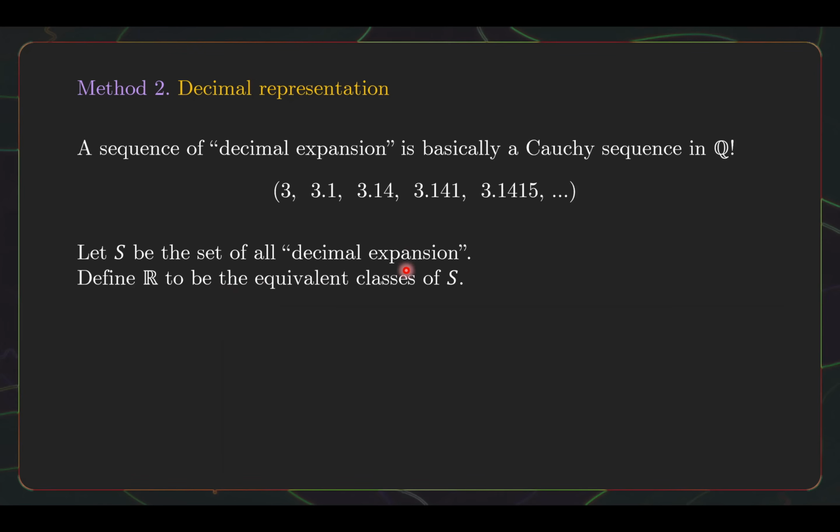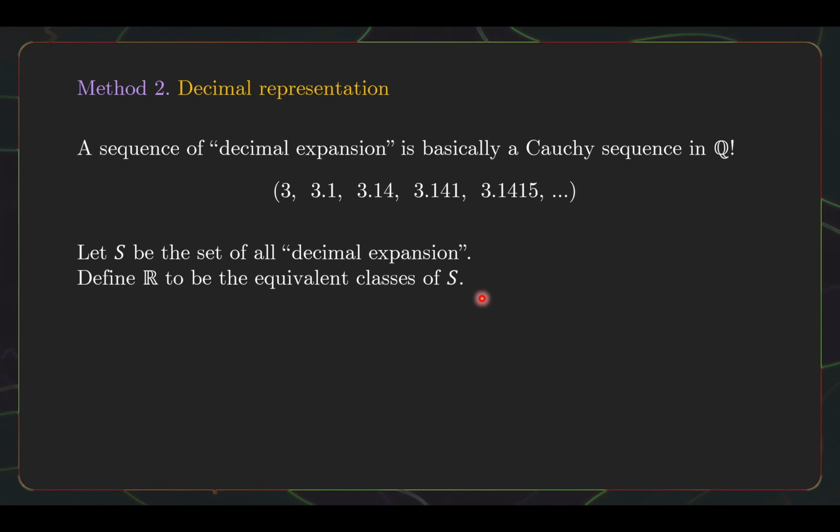And so what we can do, previously we said the real numbers are basically the set of all Cauchy sequences and then you take the equivalence classes, right? Now, because a decimal expansion is basically a Cauchy sequence, I'm looking at a subset of Cauchy sequences. And so I can basically do the same thing. I let S be the set of all decimal expansions, and I define the real numbers to be the equivalence classes of S. Yeah, so this might be the definition of real numbers that you are most familiar with.